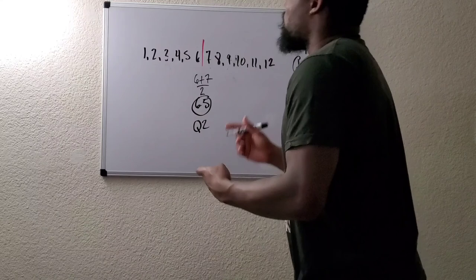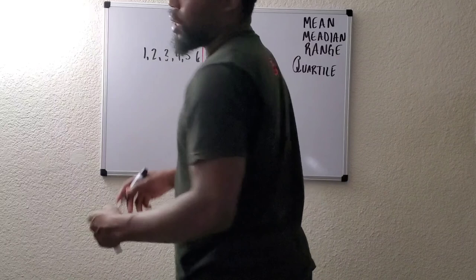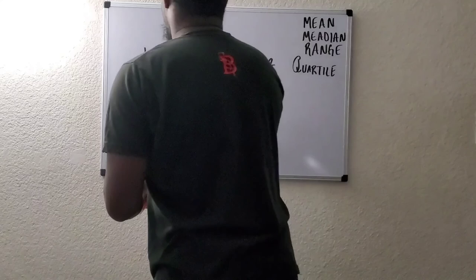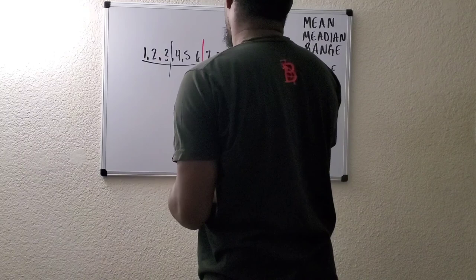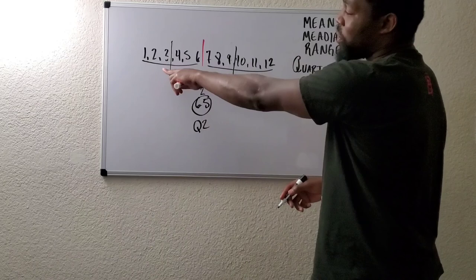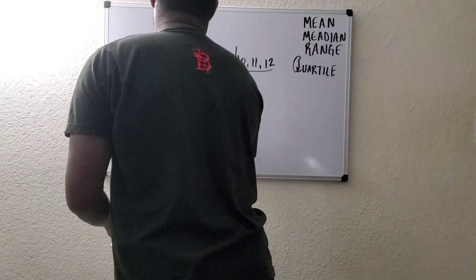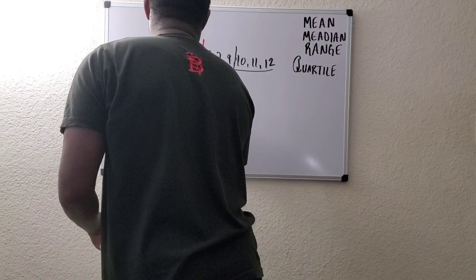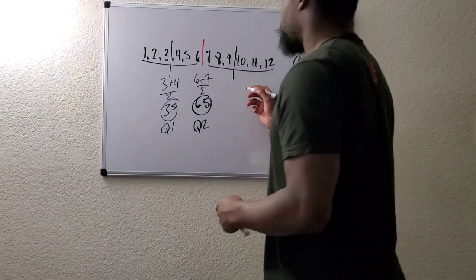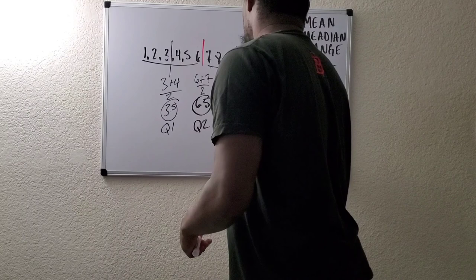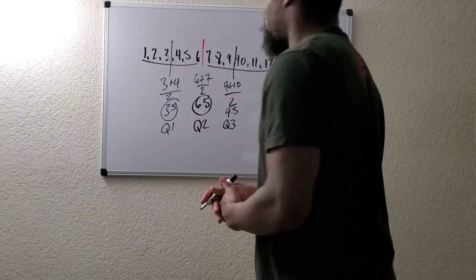Then to find Q1 and Q3, and then I'm going to talk to you about Q4 after we find 1 and 2. We're going to do the same thing here. We have all these numbers here on both sides. To find Q1, it's the same thing. You find your median, and I use black this time, but it's fine. We have 3 on this side, 3 on this side. For this one, we're gonna take 3 and 4, divided by 2. 7 divided by 2 is 3.5. So Q1 would be 3.5. And then we do the same thing here, 9 and 10, 19 divided by 2, 9.5. Q3 is 9.5.